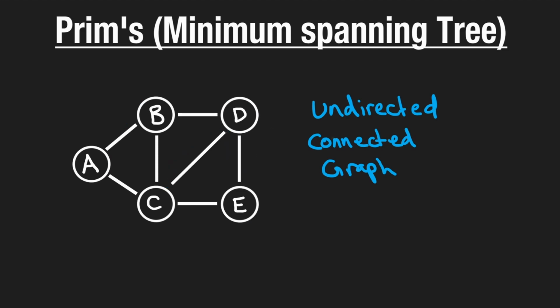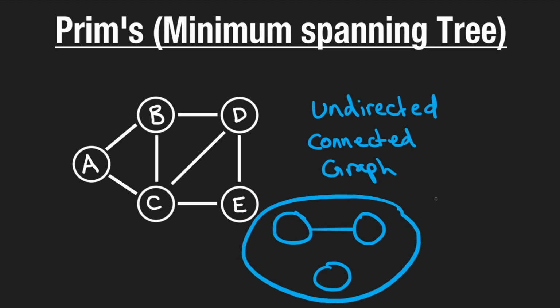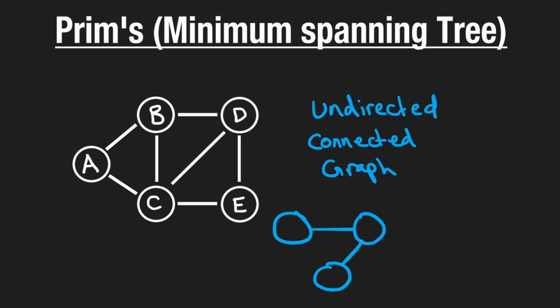The other thing is that it's a connected graph. That means that all the nodes should be connected together. There should be a path from one node to another node, and that's true for every pair of nodes in the entire graph. So for example, if we had some nodes like this and then a third node over here that's not connected to the other nodes, this is not a connected graph. They all have to be connected. We'd have to introduce an edge like this, which connects all of them together, or maybe an edge like this.